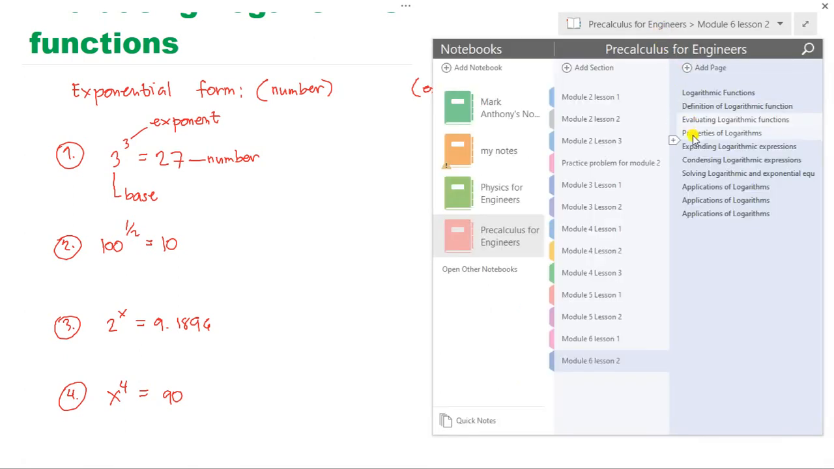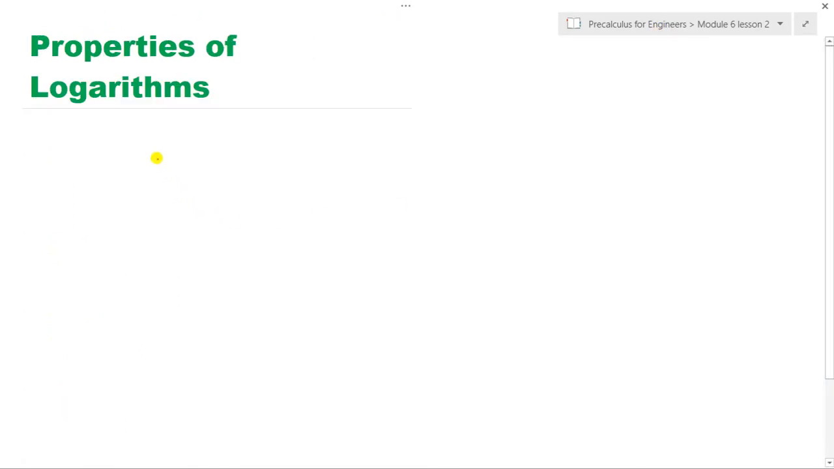So let's proceed to the properties of logarithms. That is important. Now class, before jumping into this topic, I will tell you the three types or three notations of the logarithmic function. The first one is called the common logarithm.